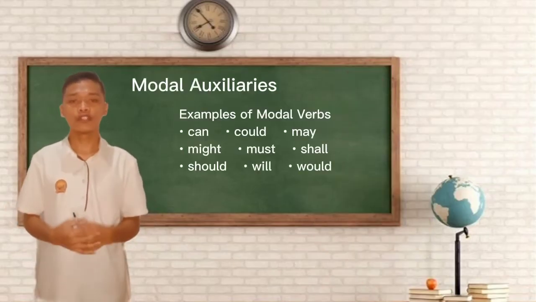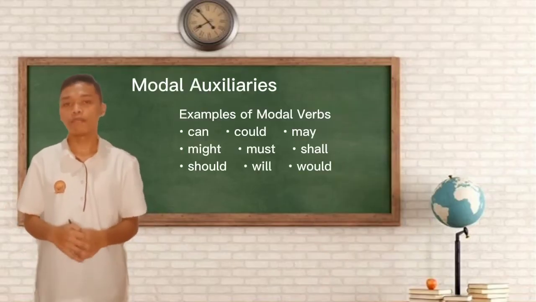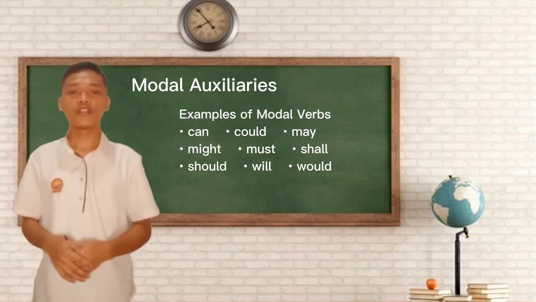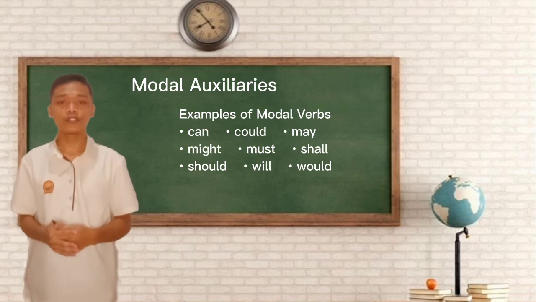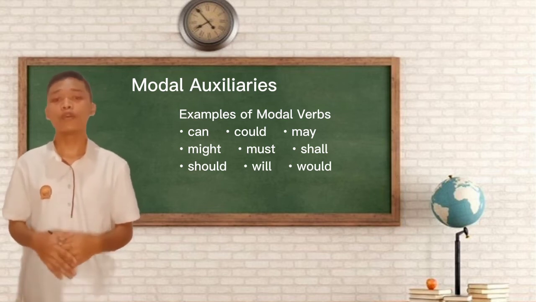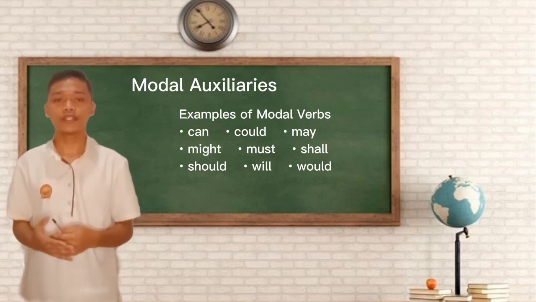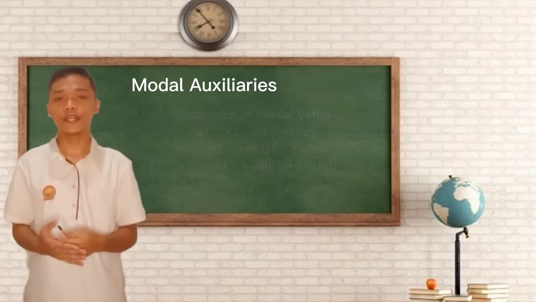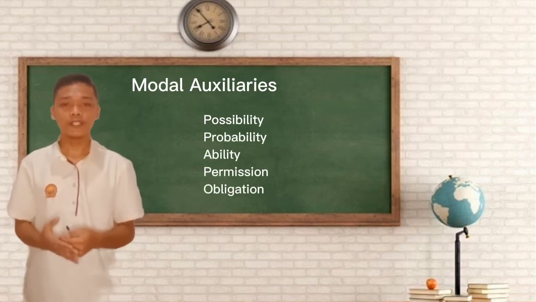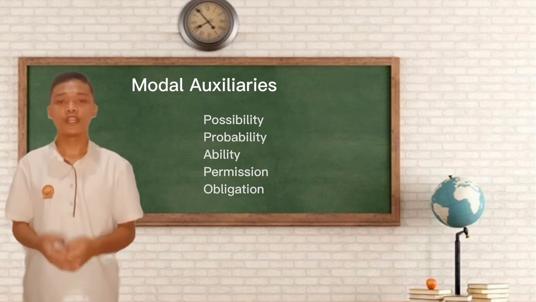Modal verbs are words like can, could, may, might, must, shall, should, will, and would. Therefore, there are only 9 modal auxiliaries in English. And unlike auxiliary verbs, modal auxiliary verbs or modal auxiliaries are used to indicate modality. They can express possibility, probability, ability, permission, obligation, etc.